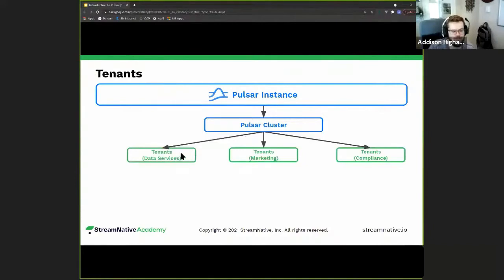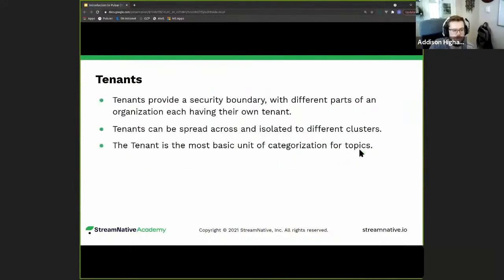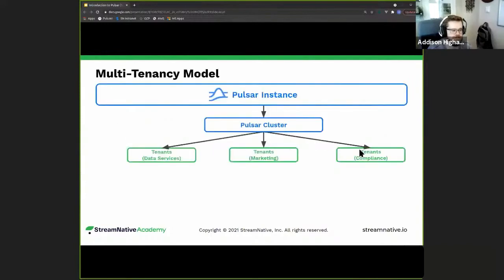An instance can have many tenants. These tenants may align to different departments: data services, marketing, compliance, et cetera. They provide a security boundary so that different organizations can each have their own tenant. These tenants can also be spread across and isolated to different clusters. So maybe you have some use cases that only need to be in one data center or one region, and that can be done at the tenant level. It's ultimately the most basic unit of categorization for topics, the topics being where we're actually going to store and maintain data.